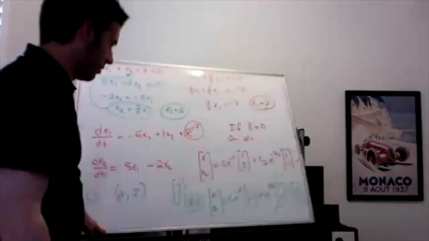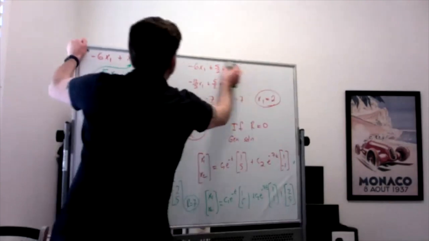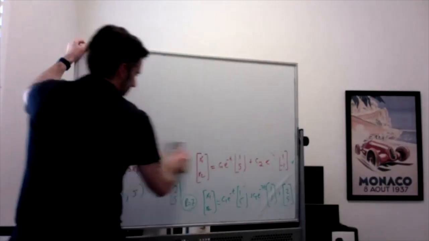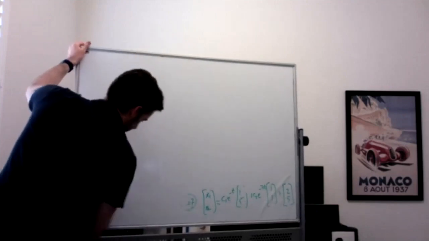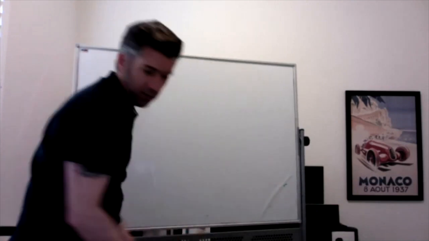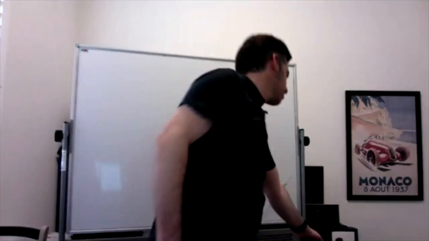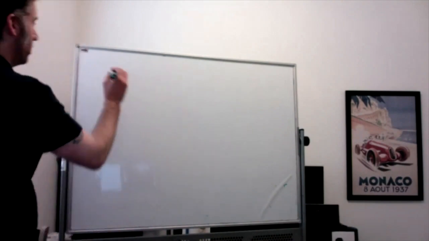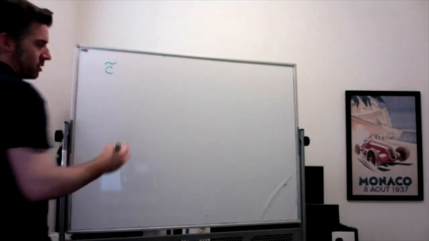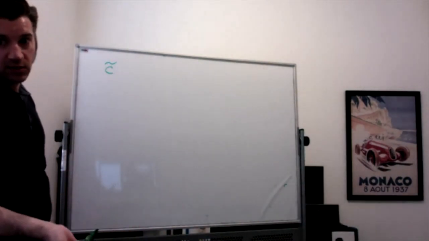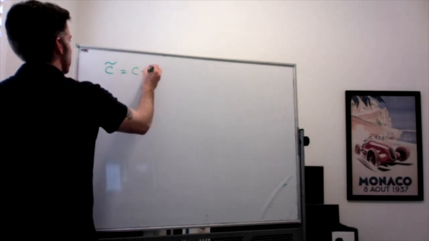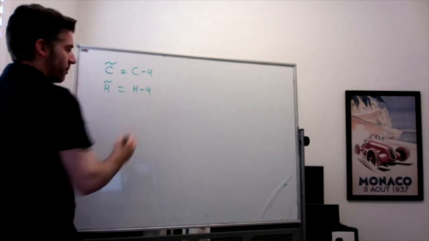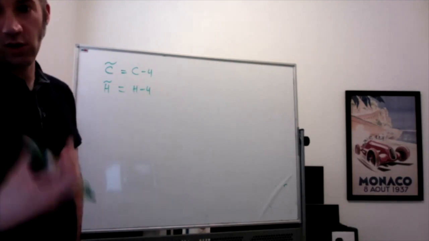All right, here is our new system. This is always where things are a little bit weird, and I do want this to make sense for everybody. So we're going to define new variables. We're going to call C tilde equal to C minus 4, and H tilde is H minus 4.